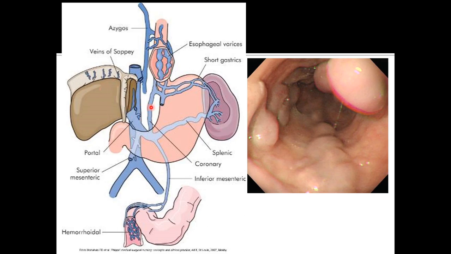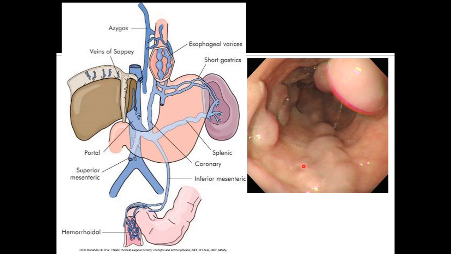So if something is causing portal hypertension, then the blood pressure within this portal vein increases. And that will cause an increase in pressure and a backup of volume of venous blood in all of these regions. In this endoscopic view, we're looking down somebody's esophagus, and we can see these esophageal varices. These varices are basically varicose veins in the esophagus. Normally we don't see these veins protruding into the lumen of the esophagus.